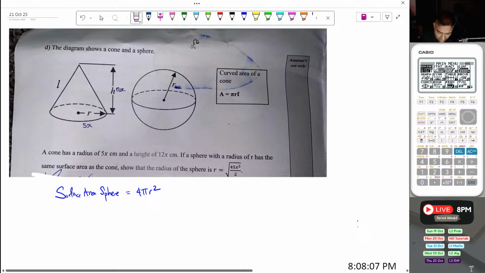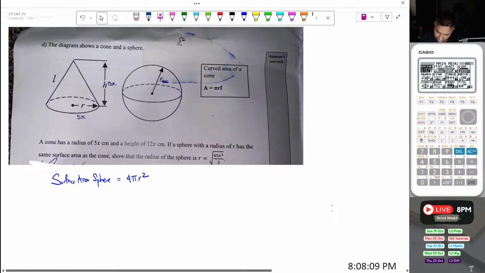So what the question's actually asking us to do here is we've got the curved area of the cone. Now the curved area of the cone is the actual cone part. So we're not actually looking at the circle at the bottom of the cone at all. The only thing we're looking at is the curved part of it, and that formula is given as pi r L.